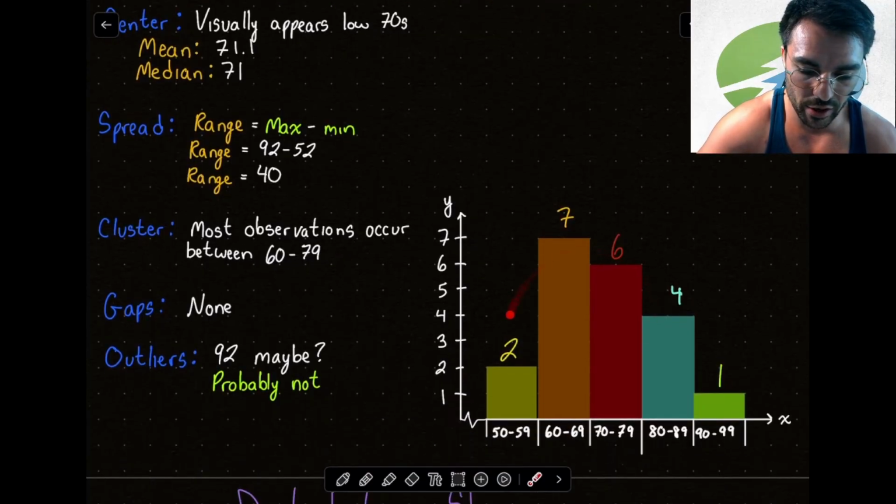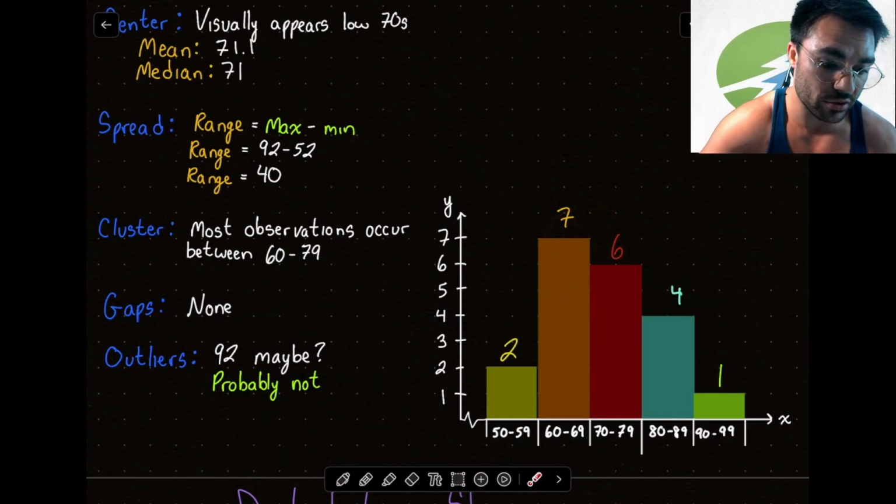Cluster. So here we go. I have it drawn out over here. Makes it easier. Most observations occur between 60 to 79. This is the bulk of it. We have 13 of our 20 values right here. So we could say this is our cluster.